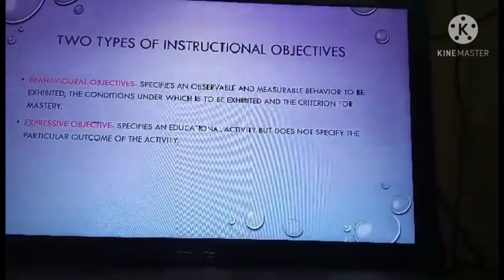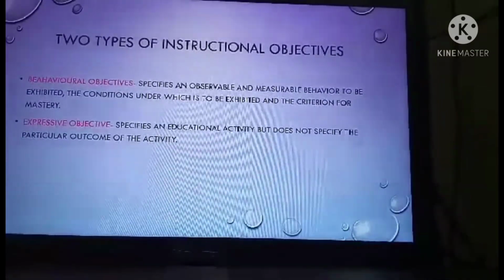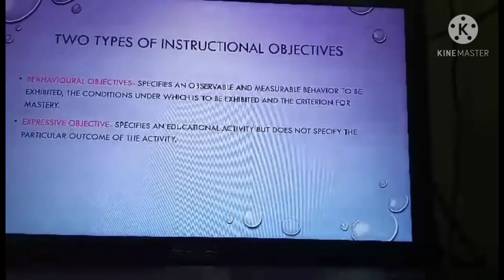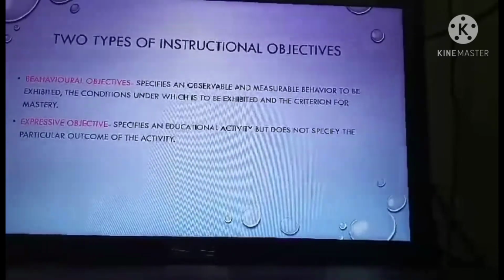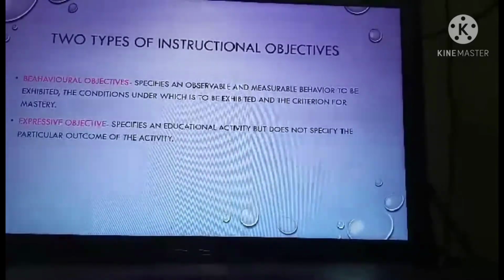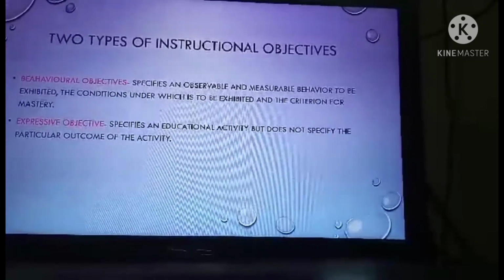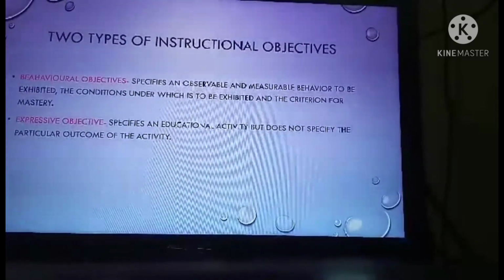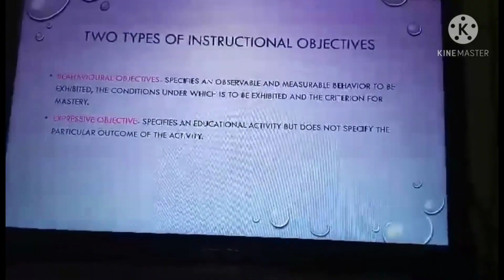Two types of instructional objectives. Number 1, behavioral objectives. Specifies an observable and measurable behavior to be exhibited, the conditions under which it is to be exhibited, and the criterion for mastery. Expressive objective. Specifies an educational activity but does not specify the particular outcomes of the activity.